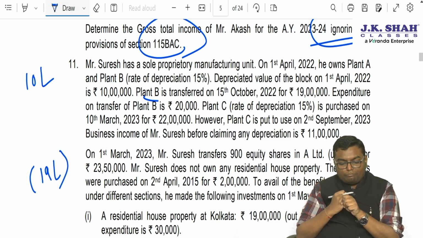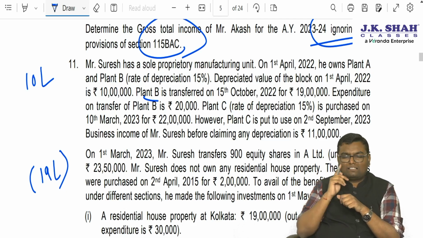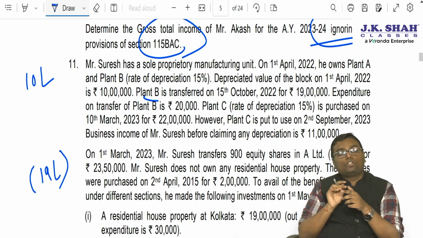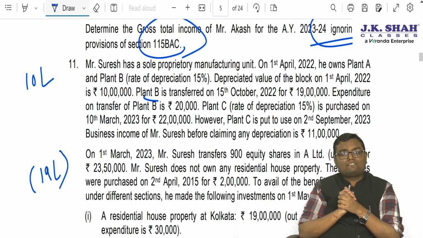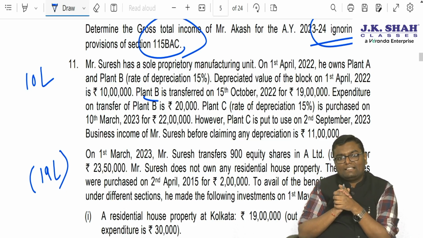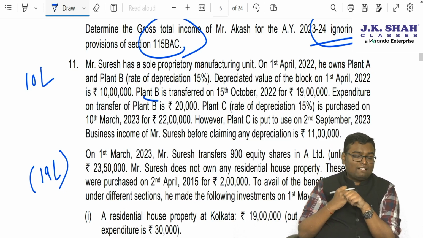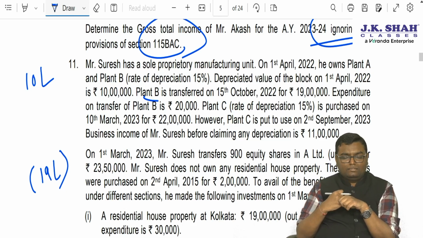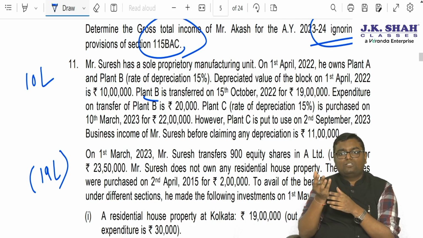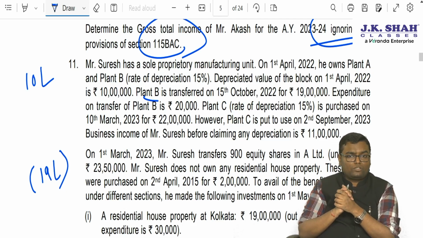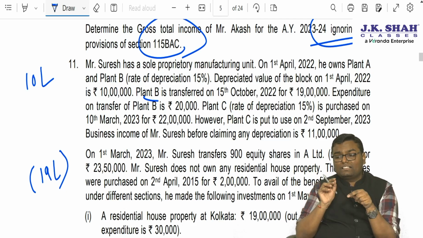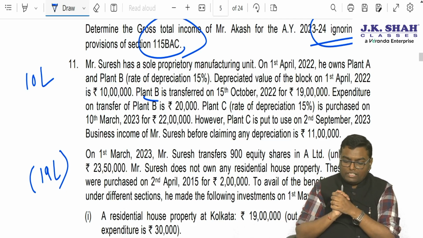Expenditure on transfer of plant B is 20,000. Now, understand, while we are calculating block of asset, only money received on transfer of the asset is to be deducted. That we already deducted, 19 lakh. But so far as depreciable asset is concerned, we cannot deduct expense on transfer also. That we cannot deduct from the block. We can deduct only the main sale value. There is no option to deduct expenditure of transfer in the block of asset. So that 20,000 we have to completely ignore.